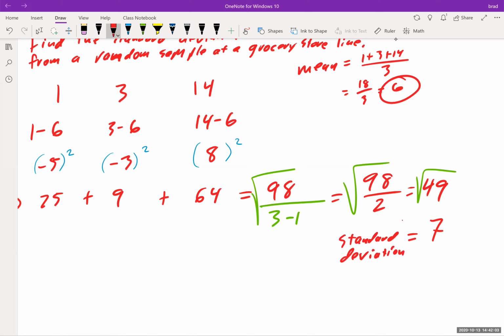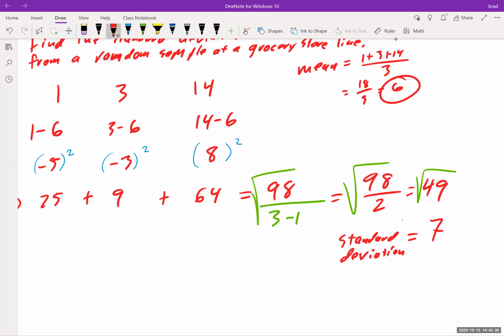So this tells us how far the data is from the mean. The mean is 6, okay? In general, if you're 7 away from the mean, you're at 1 standard deviation. If you're 2 standard deviations away, you'd be 7 plus 7 away from the mean, so you'd be 14 away from the mean. Again, these values are pretty spread out.